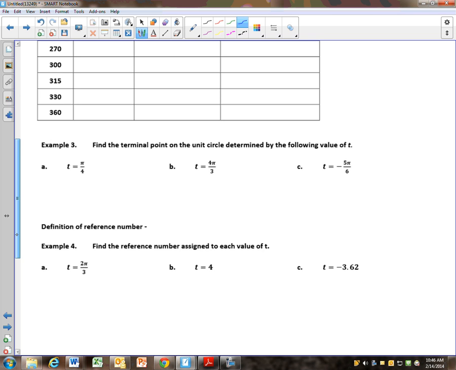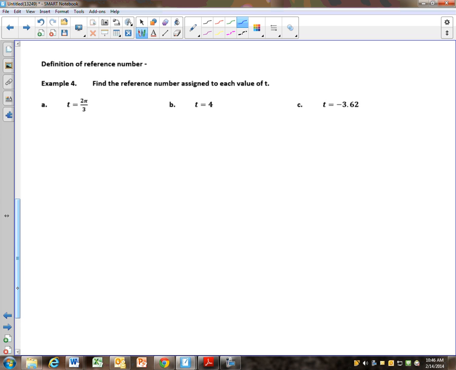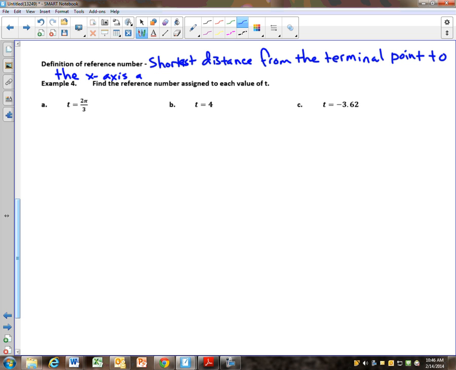A lot of aggression. Today we learned our last part of 5.1, which is the definition of a reference number. A reference number is the shortest distance from the terminal point to the x-axis along the unit circle. You do have to be able to use reference numbers quite often later on, and this is just a good time to practice them. We will review reference numbers later on when we actually use them.